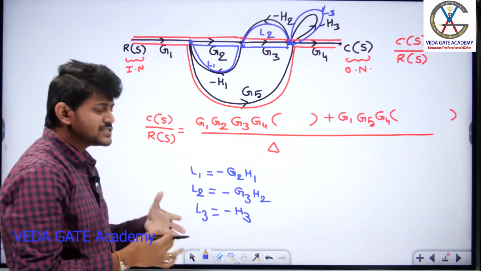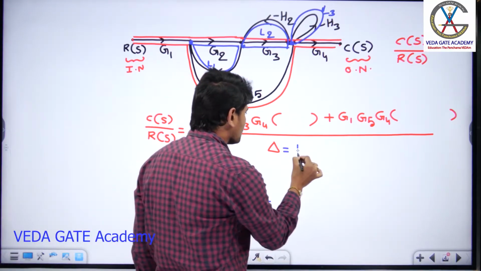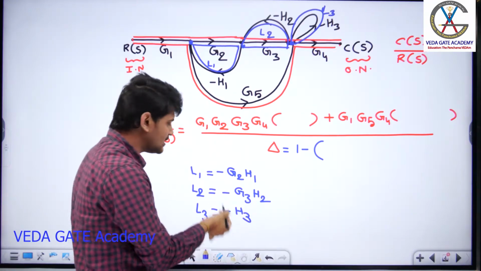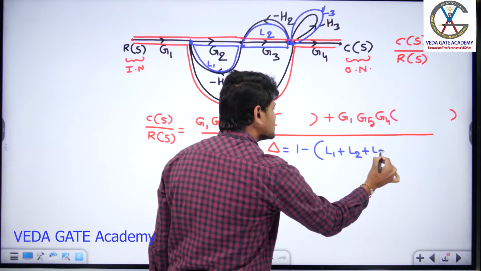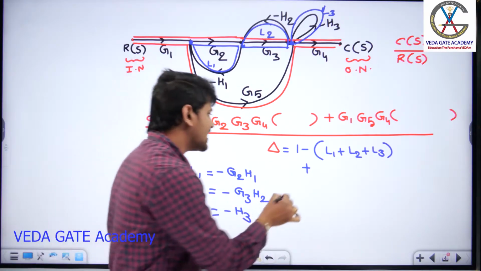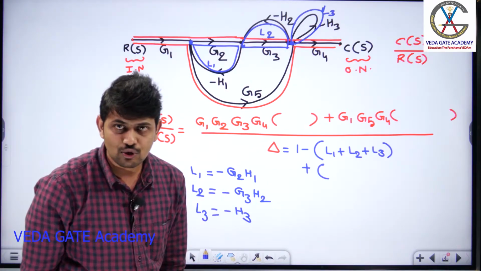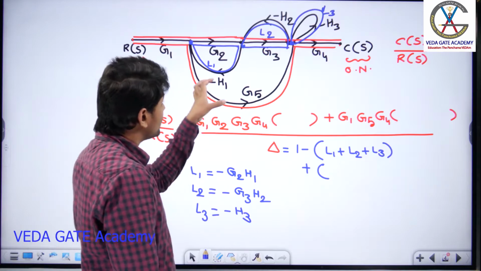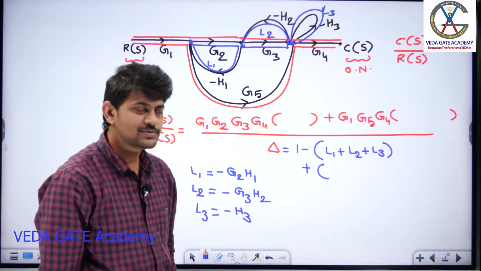Now, if you see the delta formula, you will have 1 minus sum of individual loop gains. That means you have to add these three loops, L1 plus L2 plus L3. And what is the next term in the delta formula, guys? You will get alternative minus and plus symbols. The second term in this delta formula is sum of product of two non-touching loop gains. That means out of these three loops, you need to identify how many loops are not touching.